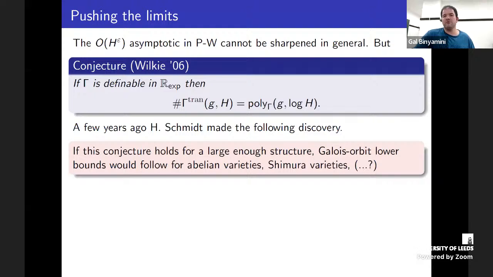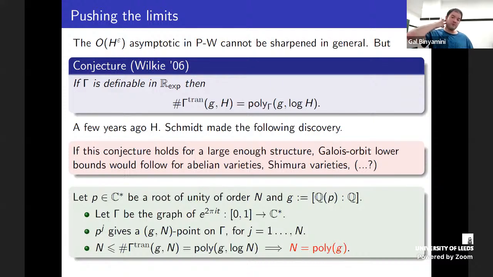But Schmidt noticed that if we could prove the Wilkie conjecture, we could actually get Galois orbit lower bounds almost for free. So let me give you a very simple example of how this works in the context that everybody should be familiar with. It's the context of a root of unity. That's the most basic example similar to the case of an abelian variety. An abelian variety is a proper algebraic commutative group, and a Galois orbit lower bound there means we want to give a lower bound for the Galois degree of torsion points.